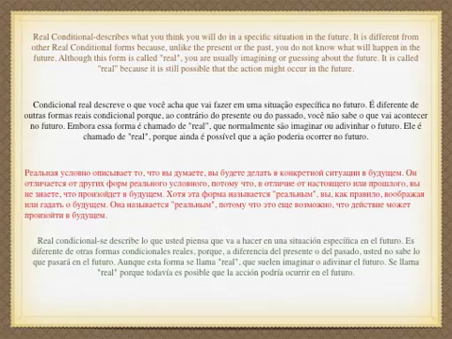Real conditional describes what you think you will do in a specific situation in the future. It is different from other real conditional forms because unlike the present or the past, you do not know what will happen in the future. Although this form is called real, you are usually imagining or guessing about the future. It is called real because it is still possible that the action might occur in the future.